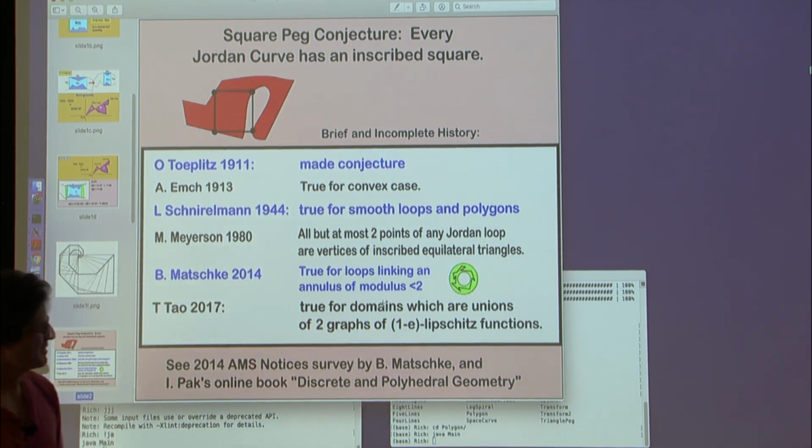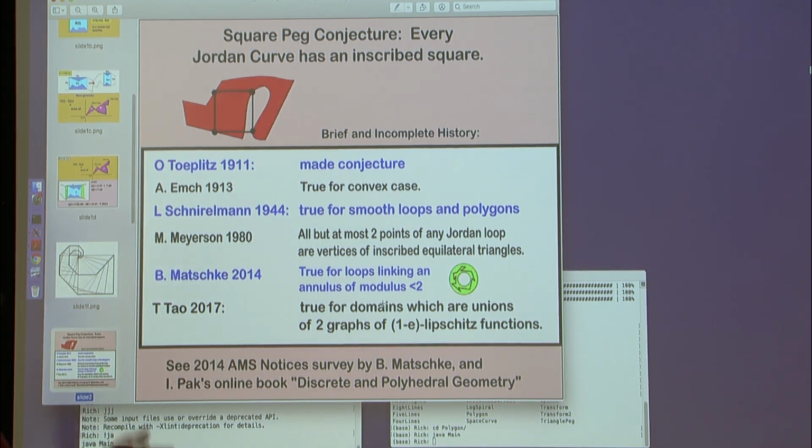But anyway, then there was this article. One place to read about all this is Igor Pak's online book, Discrete and Polyhedral Geometry. It has a long history of this problem. I don't even know the whole history of this thing, but this is some of it. No, I don't know what made him think about this.